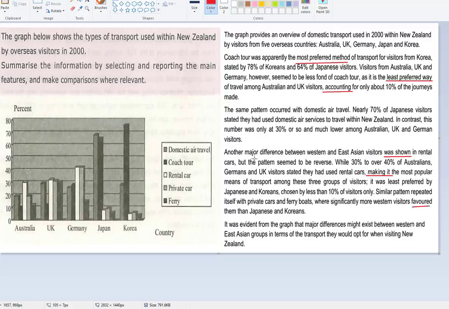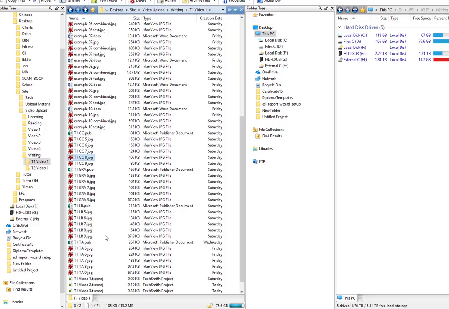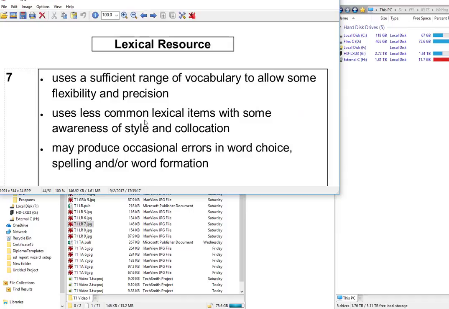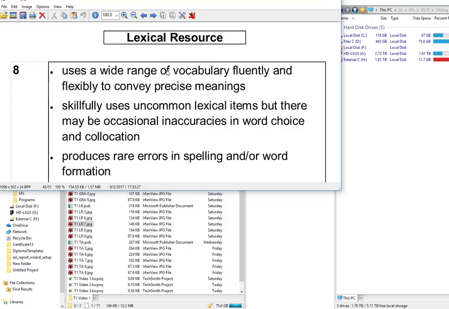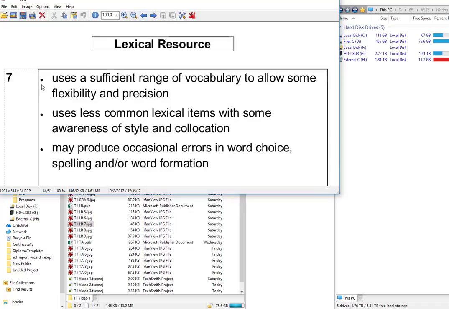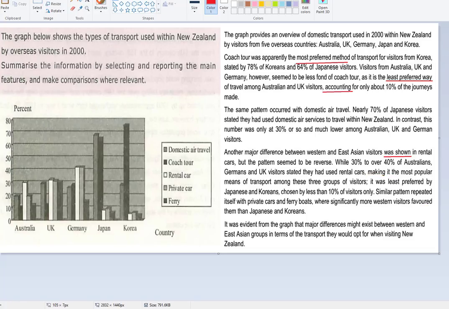Okay, so for vocabulary, not that high. See some flexibility and precision, but I wouldn't say that too many uncommon lexical items are used. So for vocabulary, probably 7. Let's move on to look at the grammar.